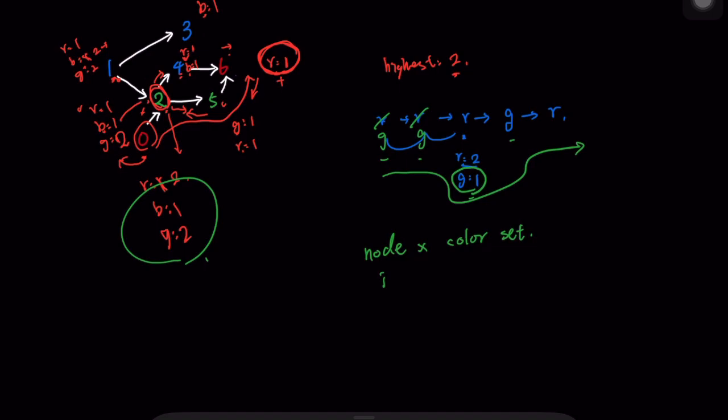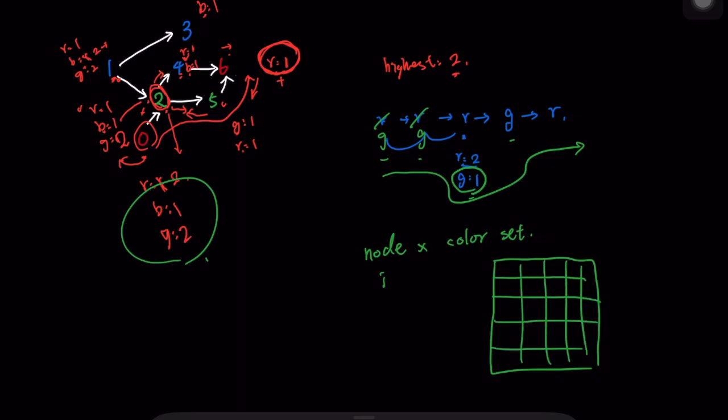So it seems like it's a two-dimensional array with the row being the node. For example, here we have node 0, node 1, node 2, node 3. And then for the column, it is the color. For example, we have a blue color, a green color, a red color. So for each cell, it means that starting from node 0, the maximum frequency of green nodes is the value of this cell.